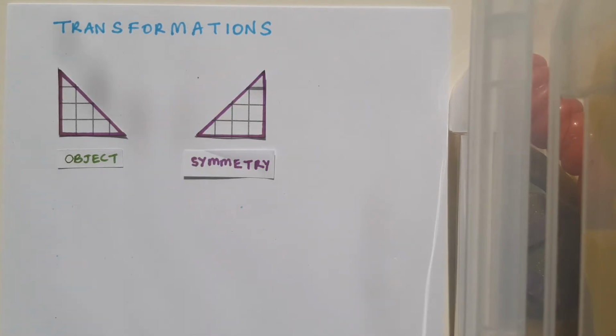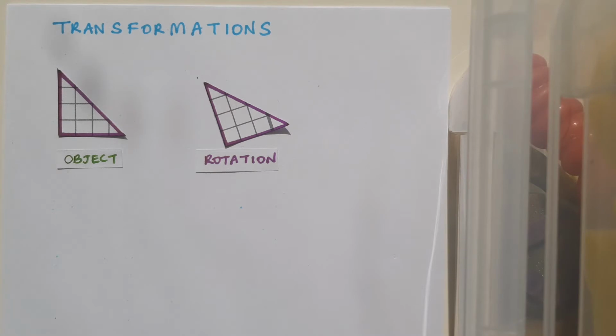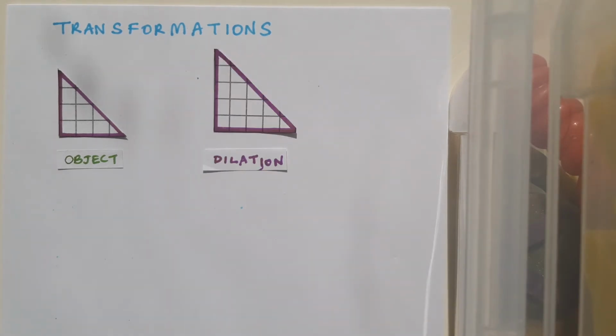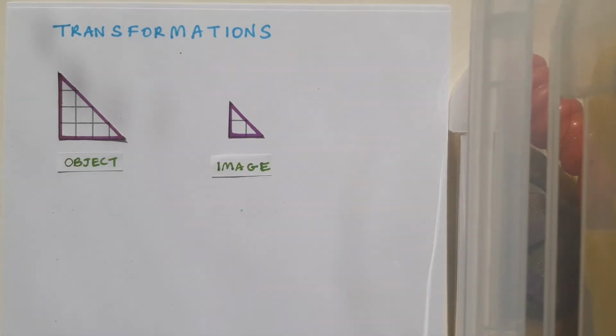Symmetry occurs when I reflect the object in an axis. Rotation occurs when I twist the object. And dilation occurs when I either scale the object up or down. In any of these cases, the resulting geometrical shape is called the image. So we start with the object and we end up with the image.